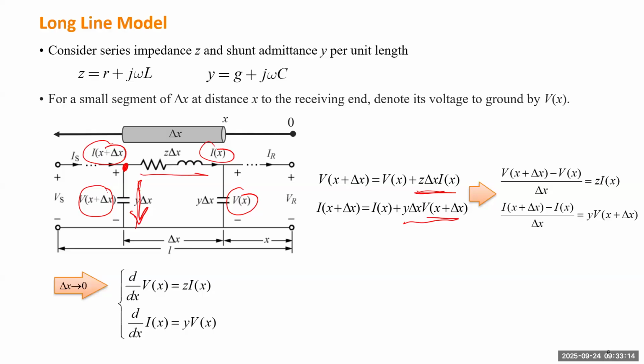So eventually we have two linear differential equations. The first one tells how the voltage can change with current due to the series impedance. The second tells how the current can change with the voltage due to the shunt admittance. Z and Y here are both constant values. We assume the line is evenly distributed regarding the resistance, inductance, and capacitance.